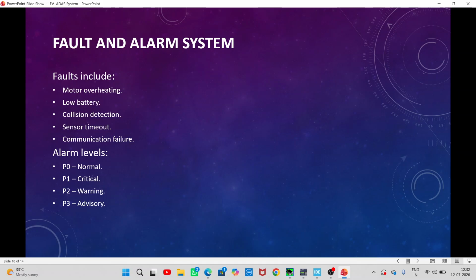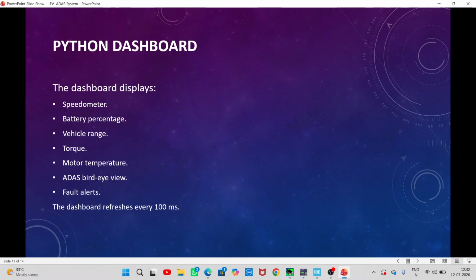Okay, let me move to the next slide. A Python dashboard. All the data, parameters and calculations are done. Now the only thing is that this processed data will move to the dashboard. How does it work? How can this data be moved to the dashboard? What does the dashboard display?